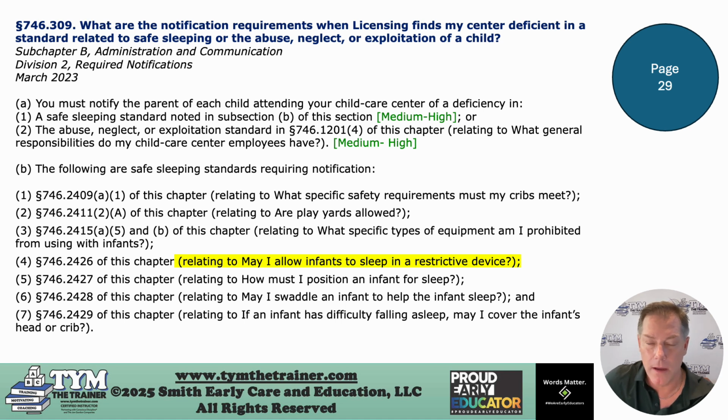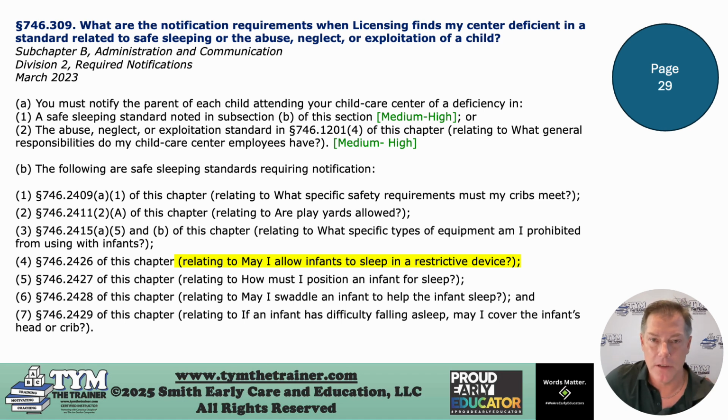So I really want those of you that work in infant and toddler classrooms to pay really close attention to this right here, because most of these standards that you see on this page are going to be directly towards you. All right? When we talk about safe sleep practices, this is going to talk about safety requirements for your cribs, play yards, what type of furniture or equipment is prohibited in an infant room, infant sleeping in a restricted device, the position that an infant is placed to sleep in, swaddling, and then covering the child's head with a blanket.